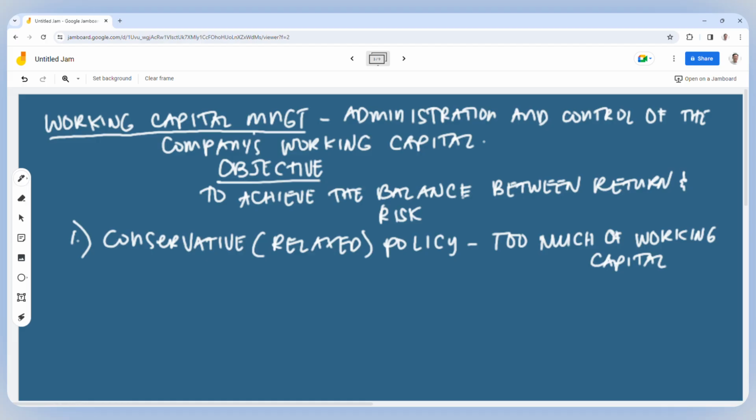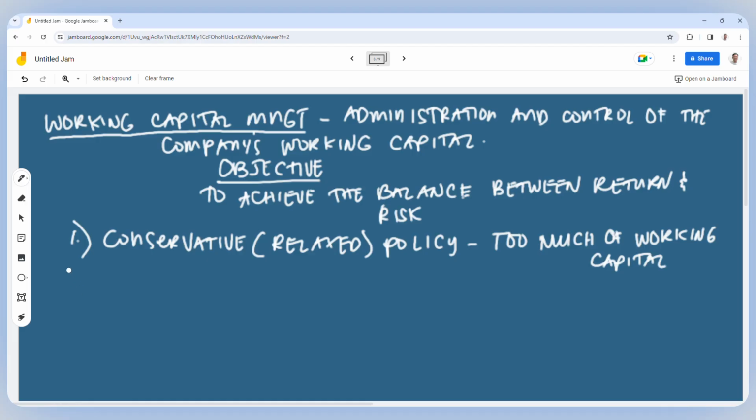It involves almost all our assets, investment, with a long-term capital. So, ang dami natin, class. Advantages: reduces the risk of liquidity and eliminates it. Again, conservative or relaxed, too much of the working capital.